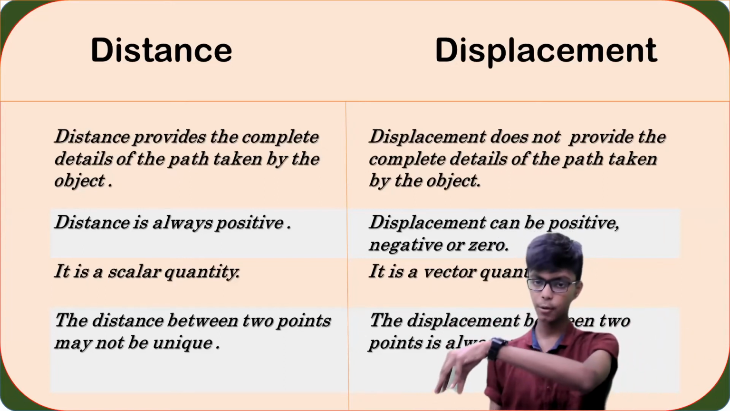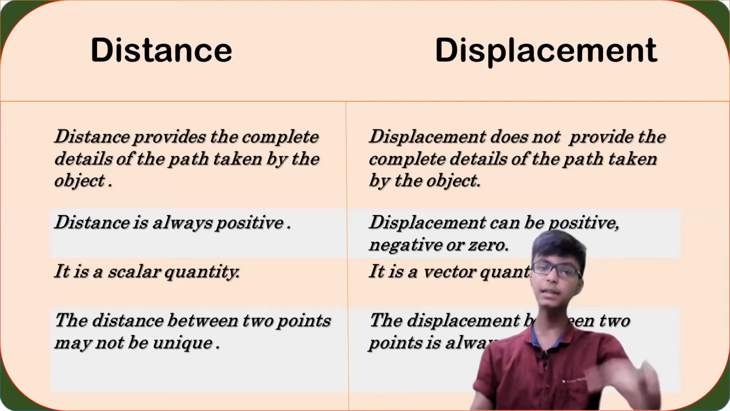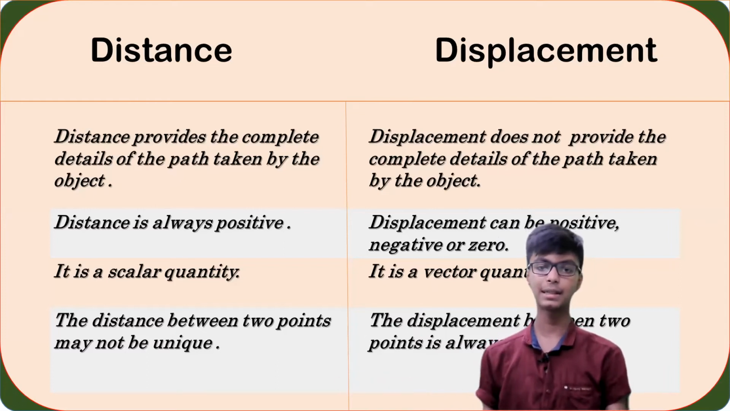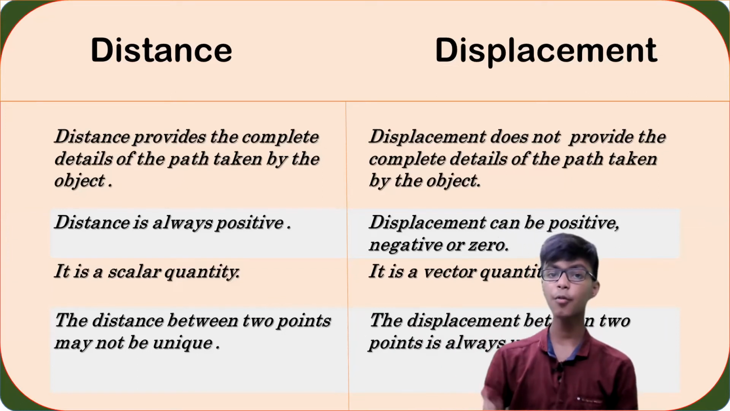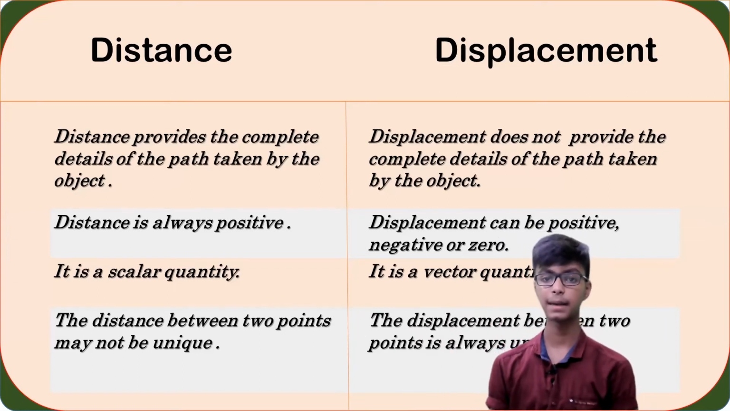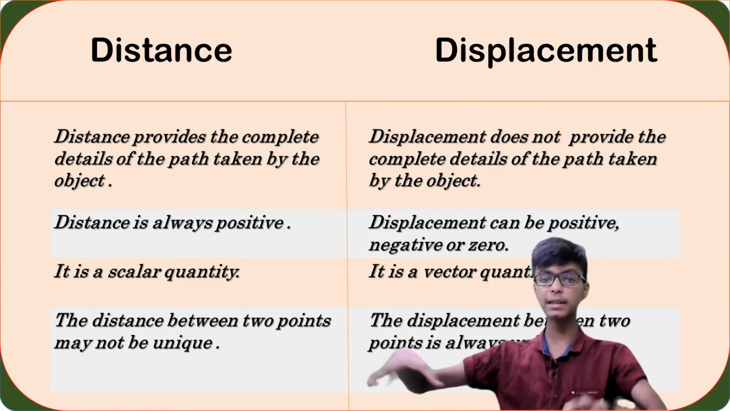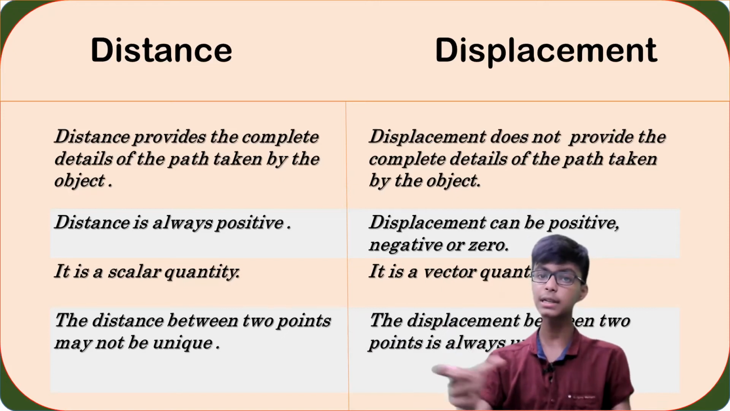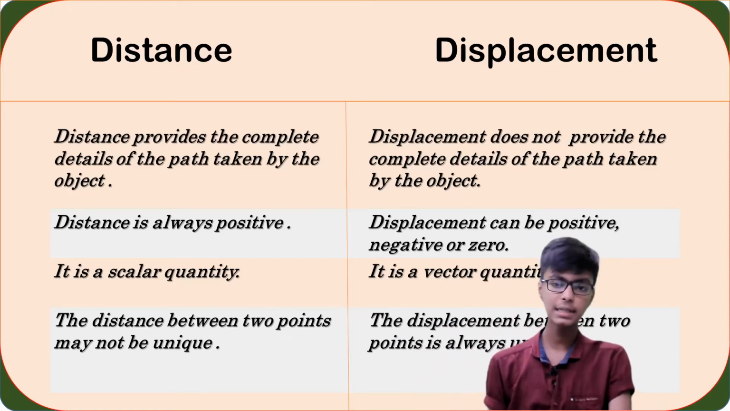If from point A to B, there was a long path, distance completely shows that from here to here this object has gone, by the help of GPS or Google Maps you can see. But displacement does not provide the complete detail of the path taken by the object. If we take the shortcut, then how will it provide the total distance? It won't. We have taken the shortest distance. So this is the first difference between distance and displacement.